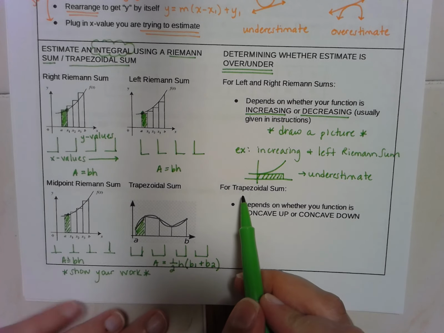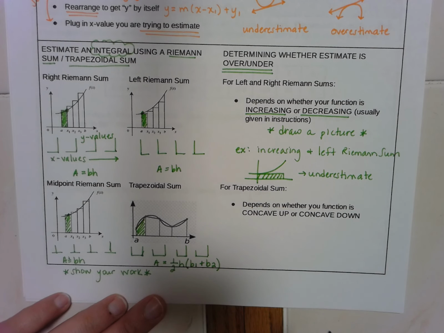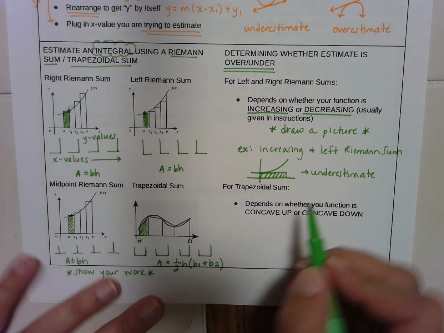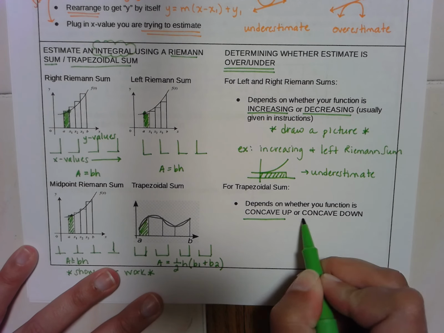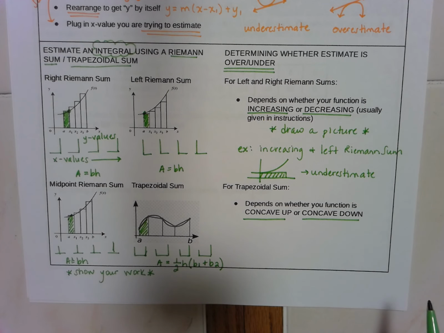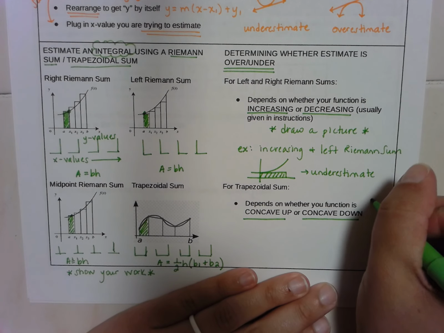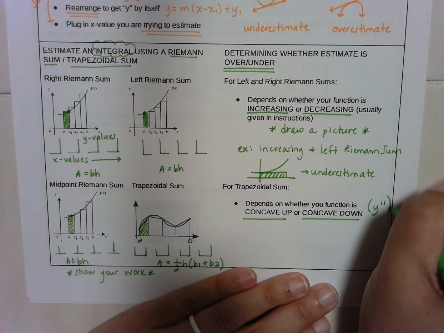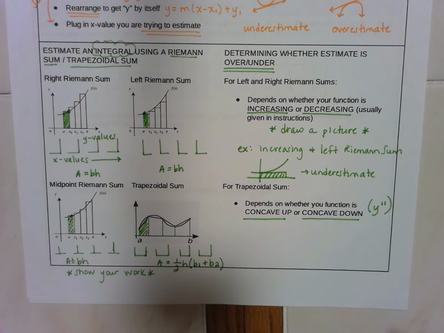Instead, they might ask you for a trapezoidal sum, whether you have an over or under estimate, and this is going to depend on whether your function is concave up or concave down. So you're going to look at a different piece of information, which, as a reminder, means you want to look at the second derivative. So if you don't have the second derivative, you're going to want to find the second derivative, or it might be given in the instructions that the function is always concave up or always concave down.